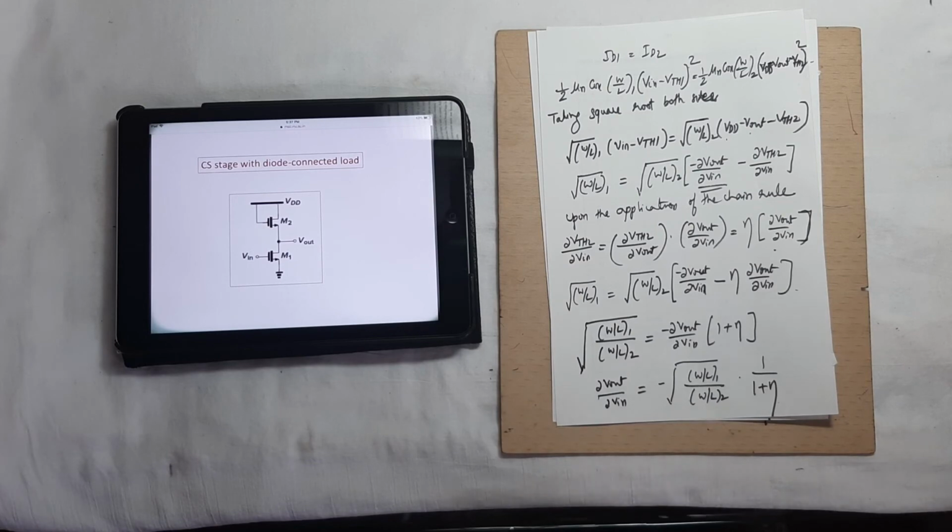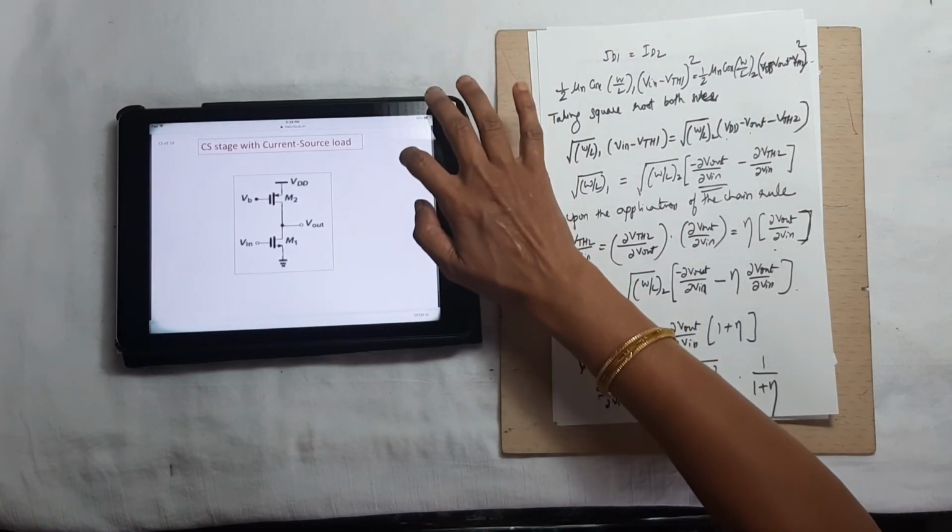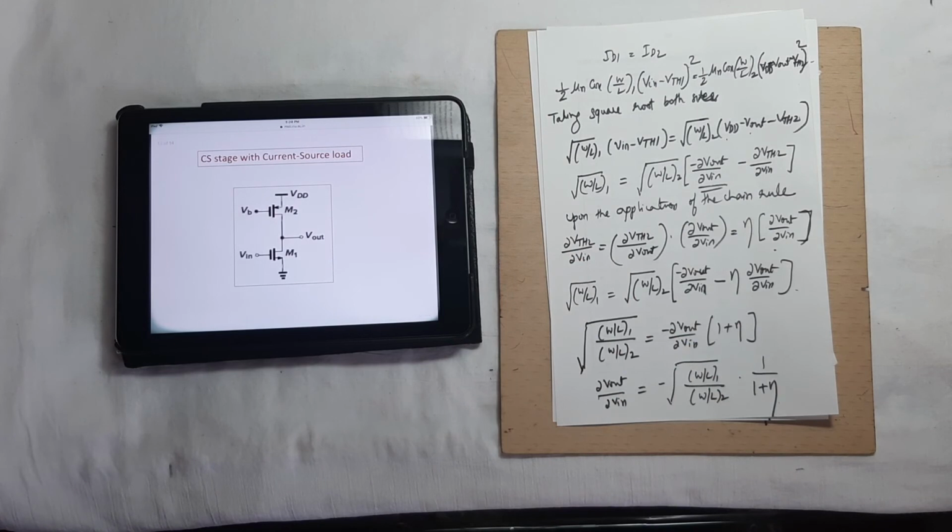See, next is CS stage with the current source load. In applications requiring a large voltage gain in a single stage, the relationship AV equal to minus gm into RD suggests that we increase the load impedance of the CS stage. But with a resistor or a diode connected load, increasing the load resistance limits the output voltage swing. Therefore, a more practical approach is to replace the load with the current source.